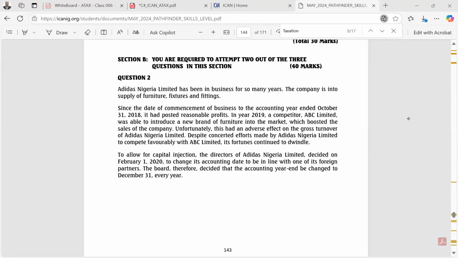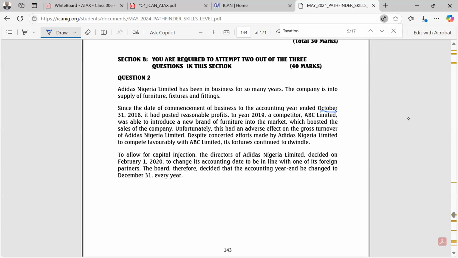All right, we have a question from May 2024 Pathfinder for Skills, question 2. Adidas Nigeria Limited has been in business for so many years. The company is into supply of furniture, fixtures, and fittings. Since the date of commencement of business to the accounting year ended 31st October 2018. So this date is important. Since that time up to here, it has posted reasonable profit.